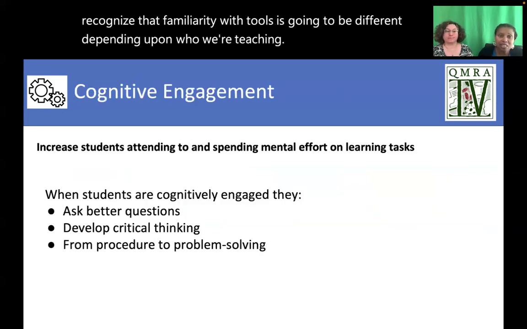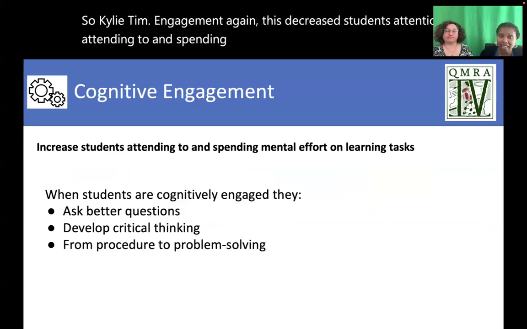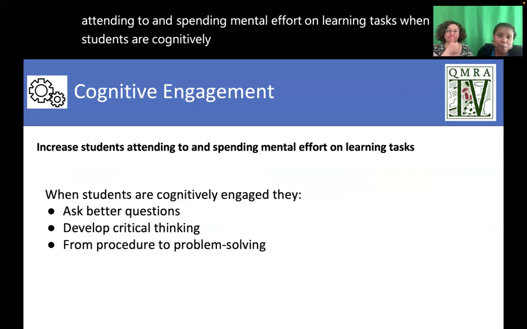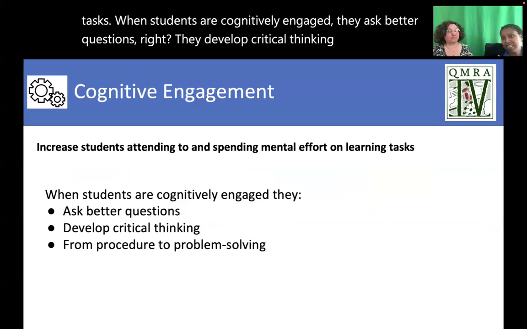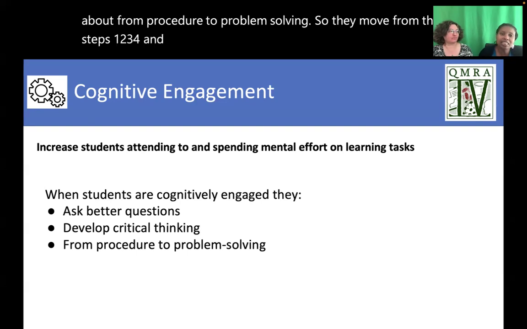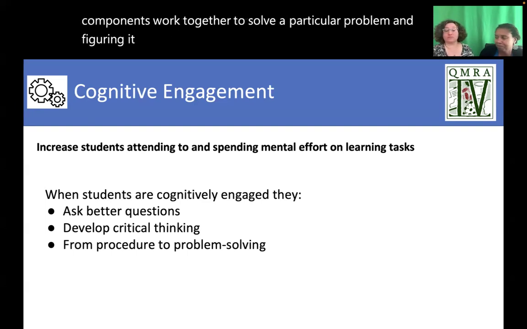So cognitive engagement, again, increases students' attending to and spending mental effort on learning tasks. When students are cognitively engaged, they ask better questions, right? They develop critical thinking, and they move from procedure to problem solving. So they move from steps 1, 2, 3, 4, and 5 to actually understanding how all of those components work together to solve a particular problem, and figuring it out for themselves.